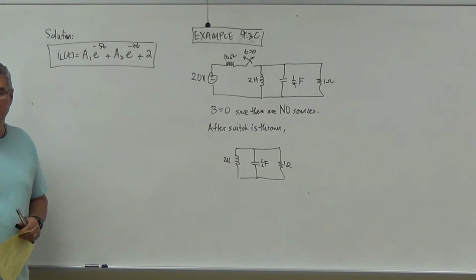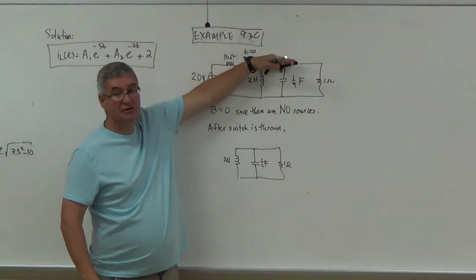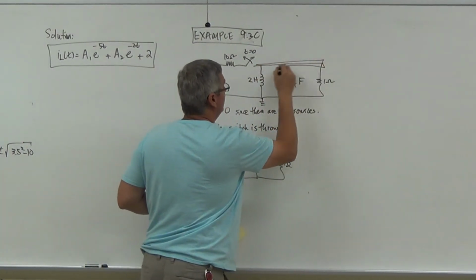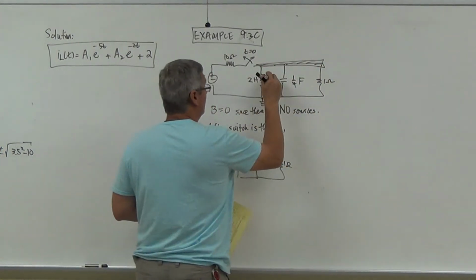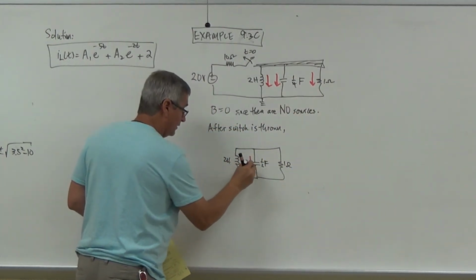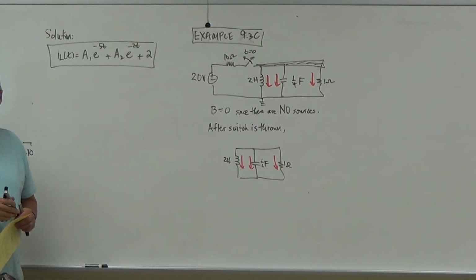Tell me, what are the directions of the current? It has to be down. Wouldn't you agree that this is the node here? Wouldn't you agree that this has to be the ground? And this node right here has to have some voltage, there's only one. So which direction is the current going? Down, down, down. You try to do something different, you're going to get the wrong answer.